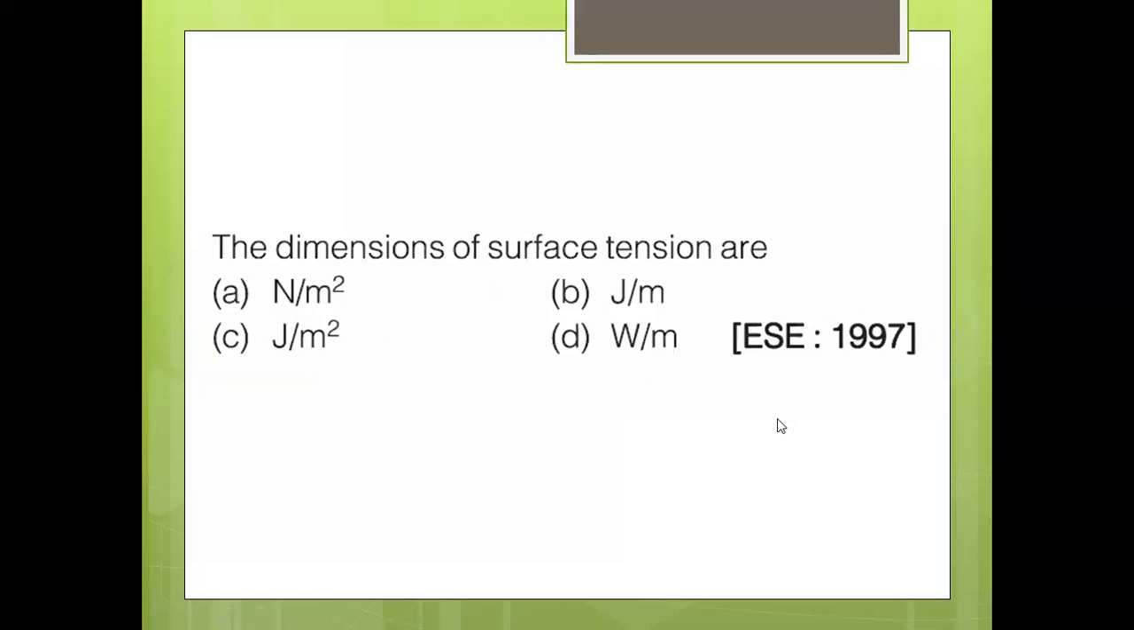Okay. Next, the dimensions of surface tension are, what is the answer for this?